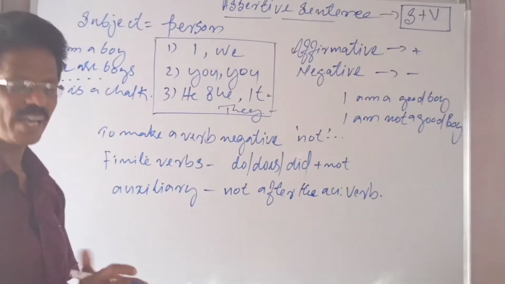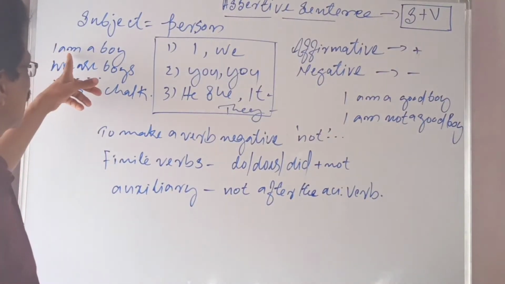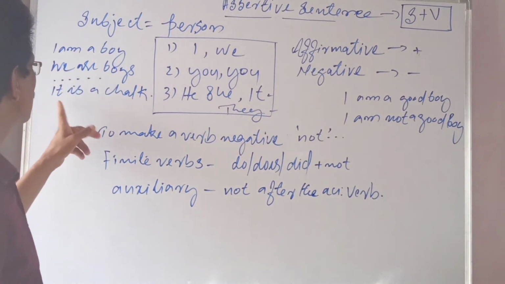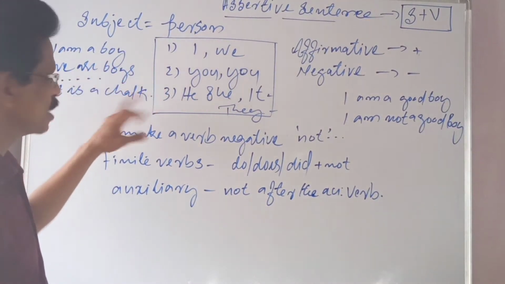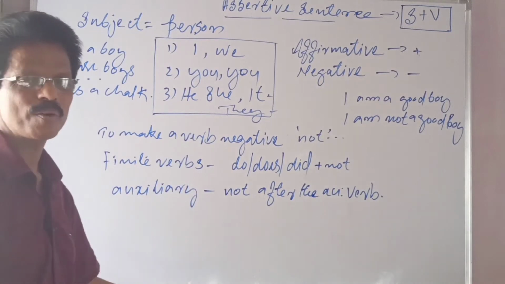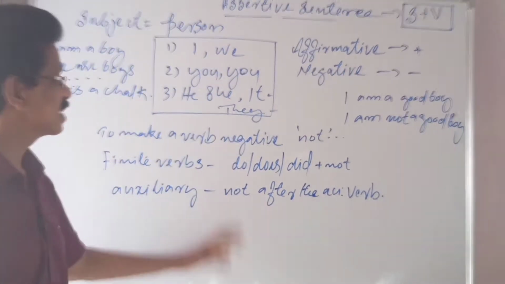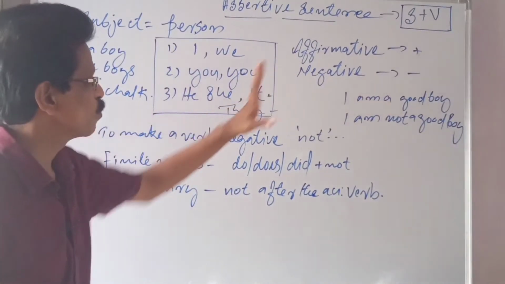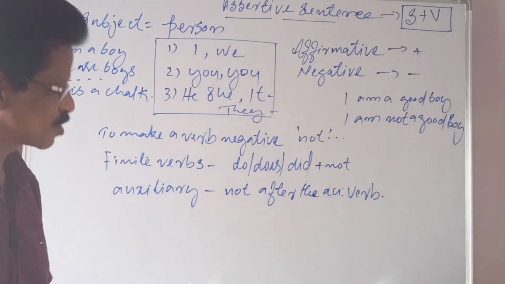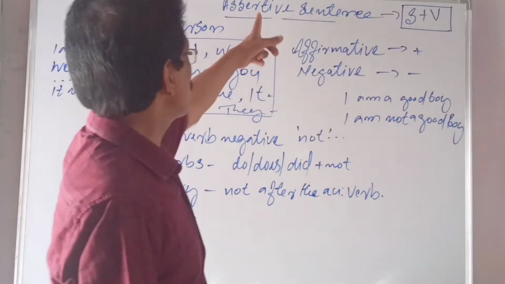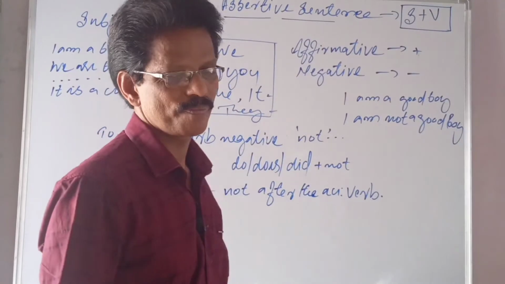Verb. See, I am, a is present. I am a boy. We are boys. You are a boy. You are boys. It is a chalk. It is a pen. Whatever it be. Okay na? That is subject plus verb. So when you say in such a way, these statements are assertive sentence.